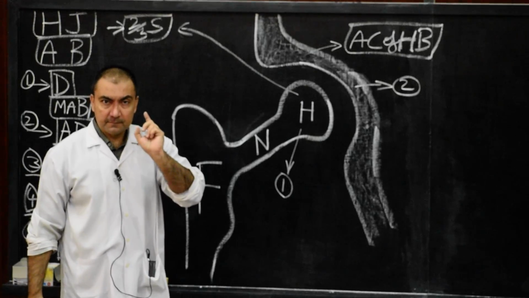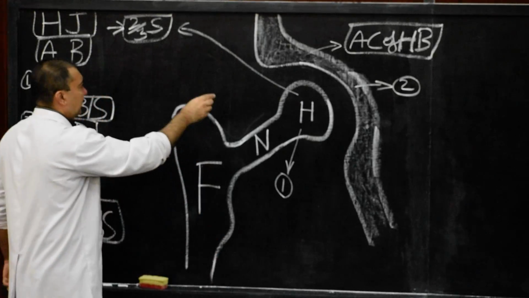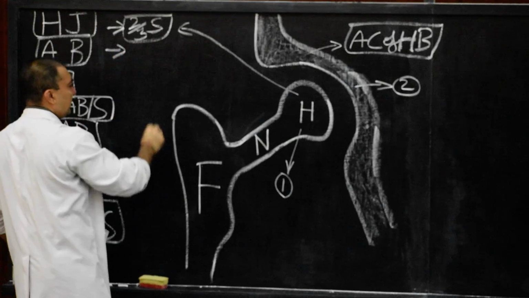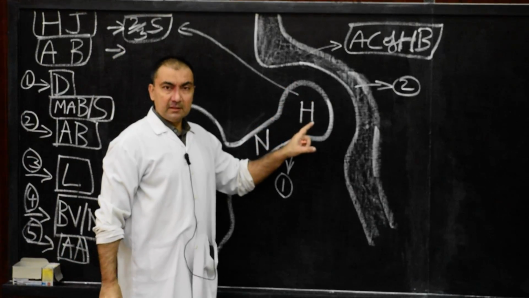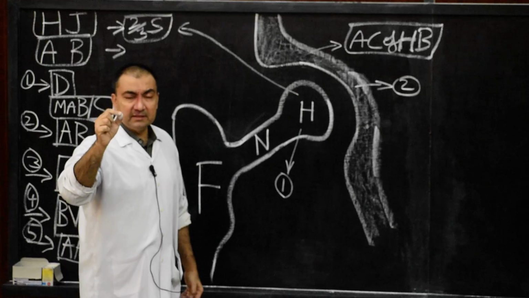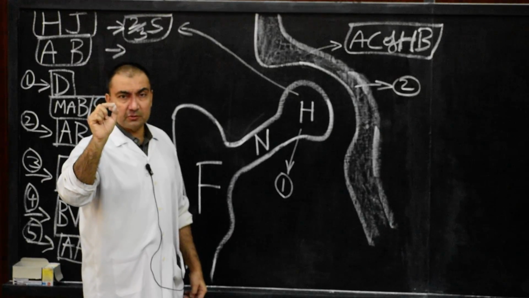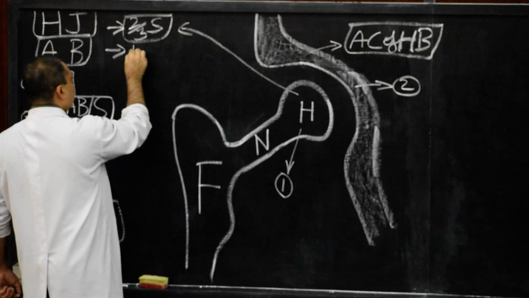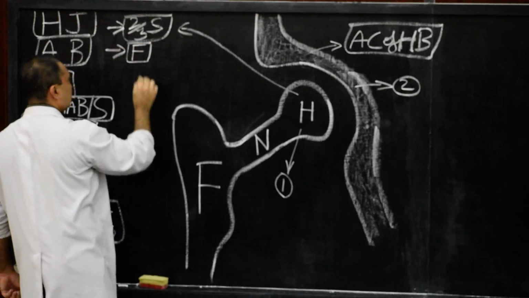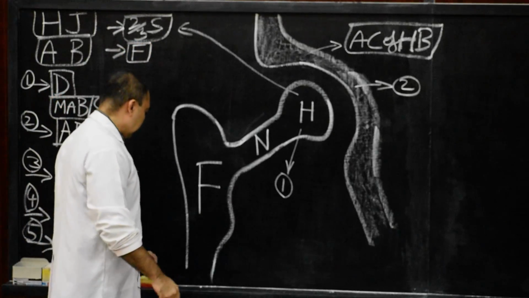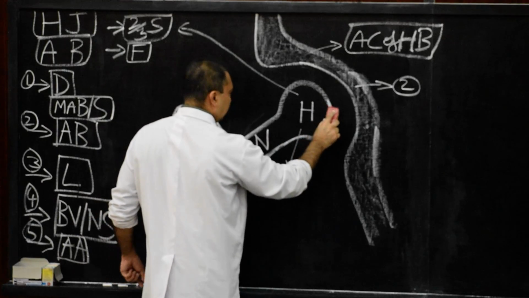Point number 1. Point number 2 will be the entire head of the femur will be articular, except in the center where there will be a small depression which is called the fovea. That small depression will be known as the fovea or the pit, and that depression will be present here.